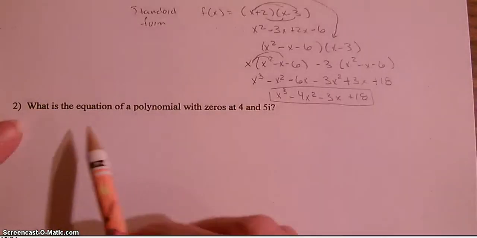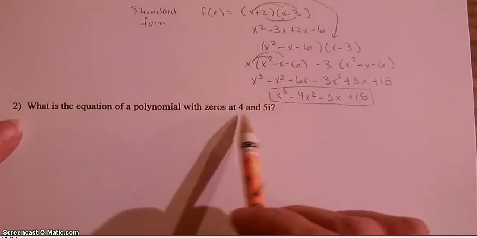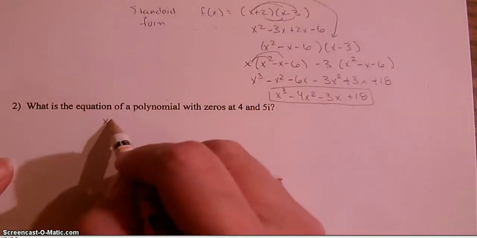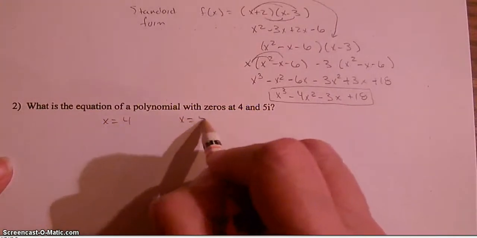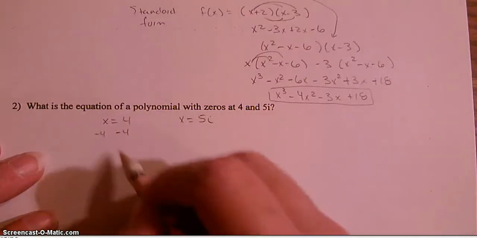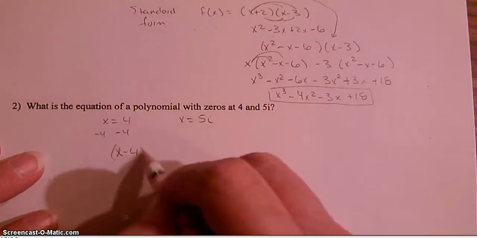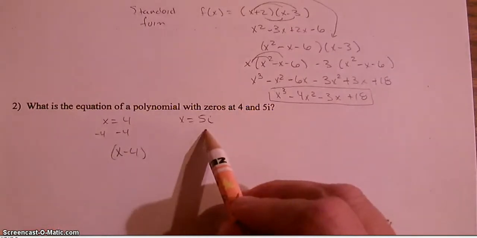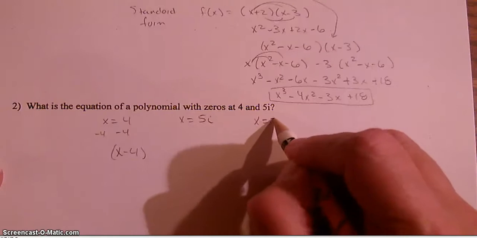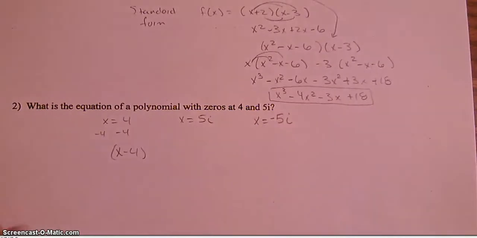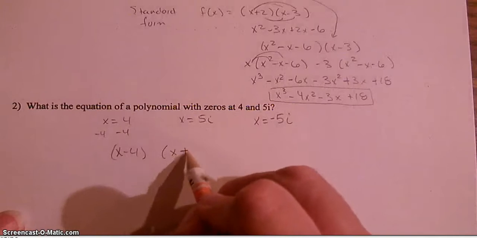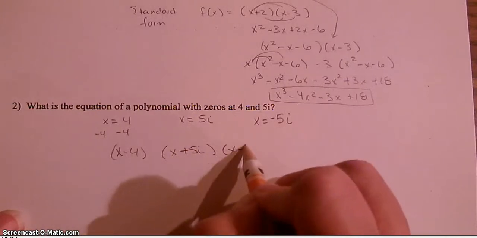Okay, so our second question is, what is the equation of a polynomial with zeros at 4 and 5i? So I know that I have x equals 4 and x equals 5i. Alright, so again, if we work backwards, I have -4. So it's going to give me x minus 4 as a factor. And then I have an imaginary. But remember, our imaginaries come in pairs, so if I have a positive, I also have to have its conjugate of -5i. So that would be that I have x plus 5i and x minus 5i.